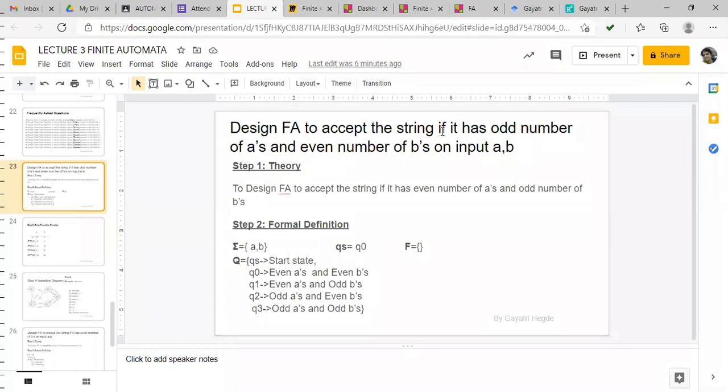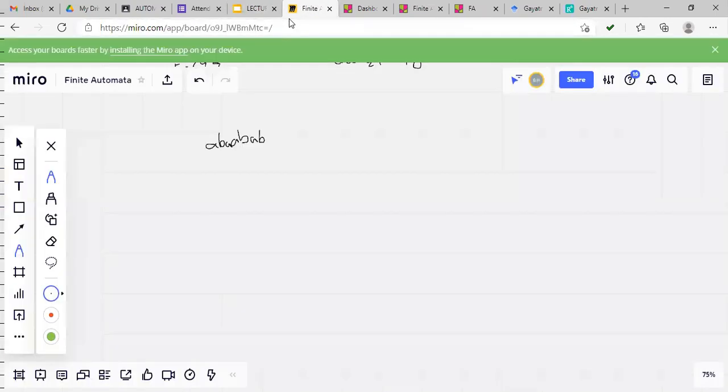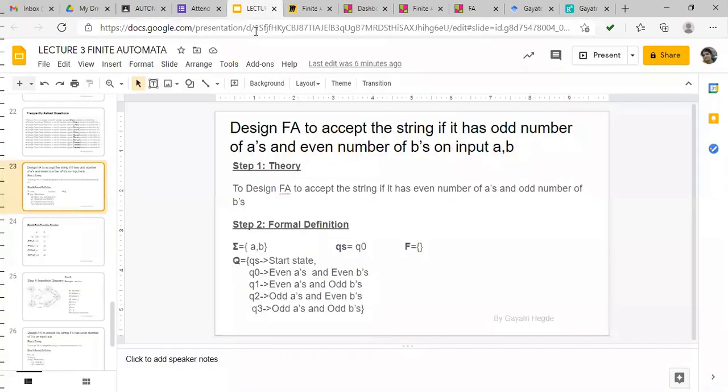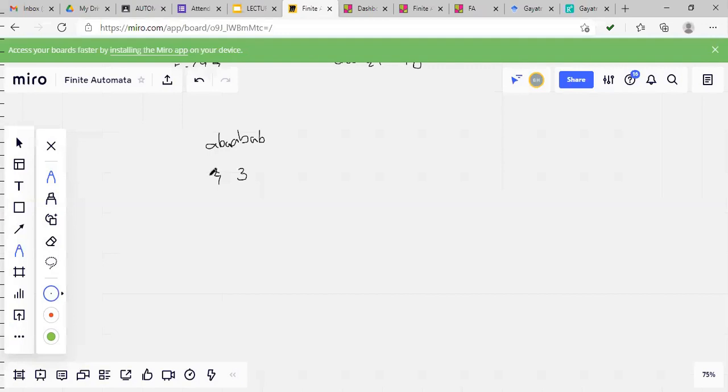It should be accepted only if it has an odd number of A's and an even number of B's. So we'll just check. 1, 2, 3, 4. I have 4 A's and 1, 2, 3, I have 3 B's. What they say is odd number of A's and even number of B's. But in this example, we have even number of A's and odd number of B's. So this string is rejected.